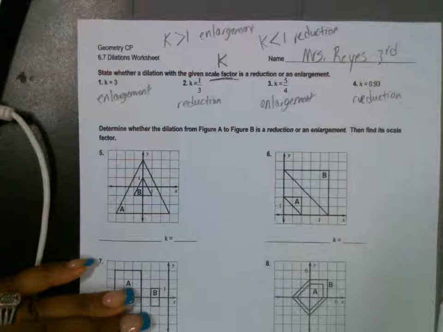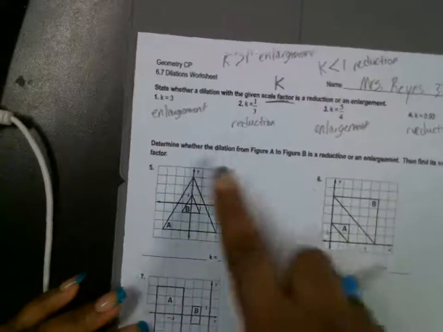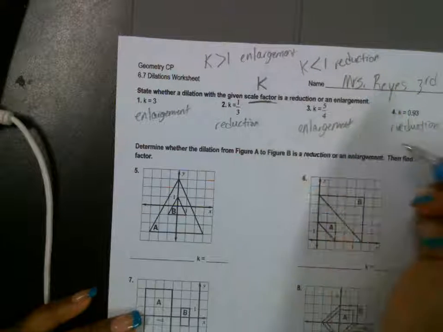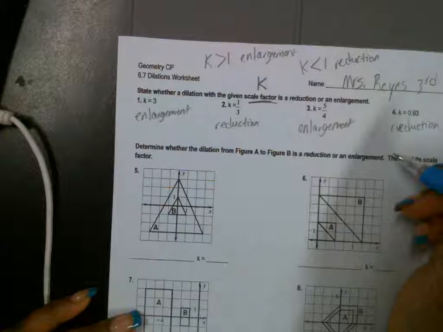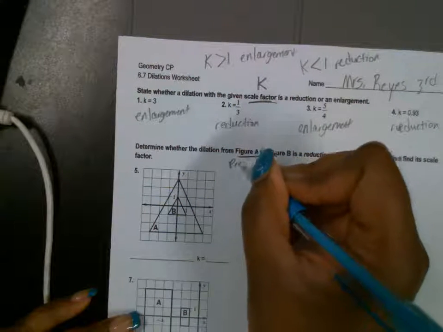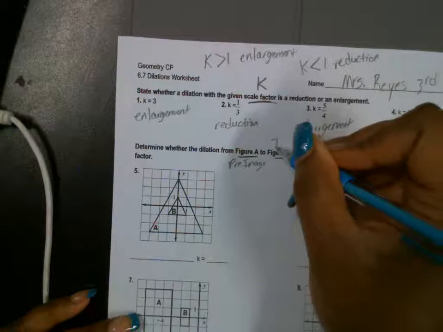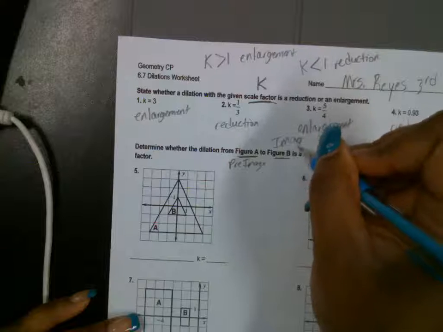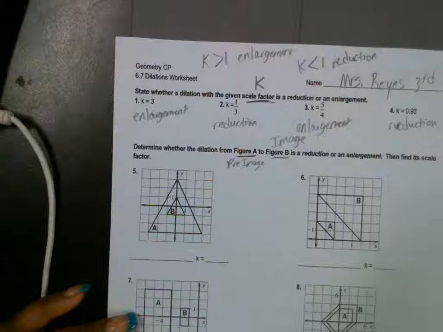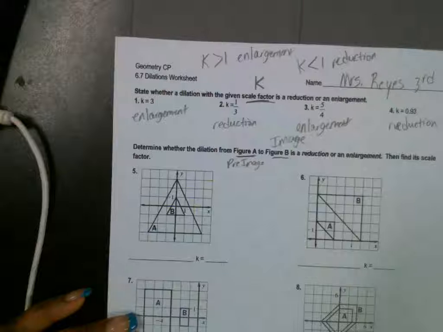Okay. All right, so let's look at 5 through 8. With 5 through 8, we are going to figure out what the scale factor is. And we're going to say, is it a reduction or is it an enlargement? Figure A is your pre-image. Figure B is your image. It's after the move. So instead of putting ordered pairs, they just labeled it A and B. A is the pre-image. B is the image, the before and the after.